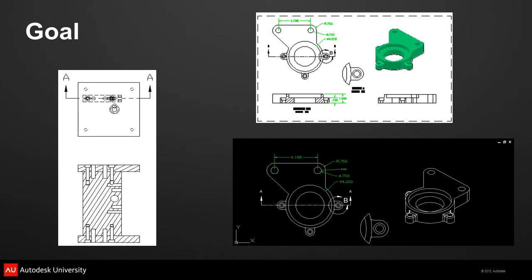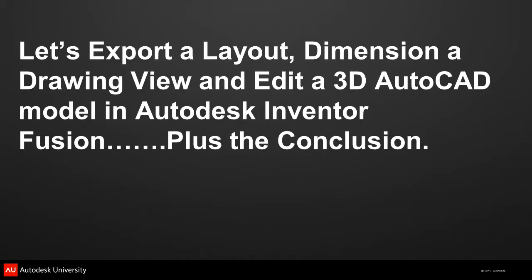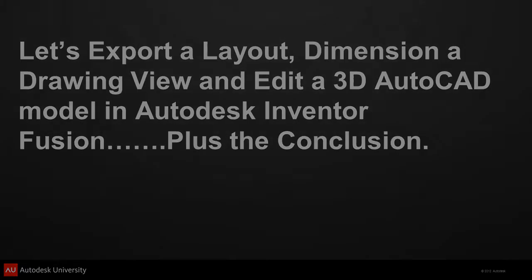So our goal is to look at component participation from a full section of an assembly, create dimensions, and then edit that model in Autodesk Inventor Fusion, and then close out by taking the drawing views that we've created and exporting that layout into model space. So let's get started on our final module.